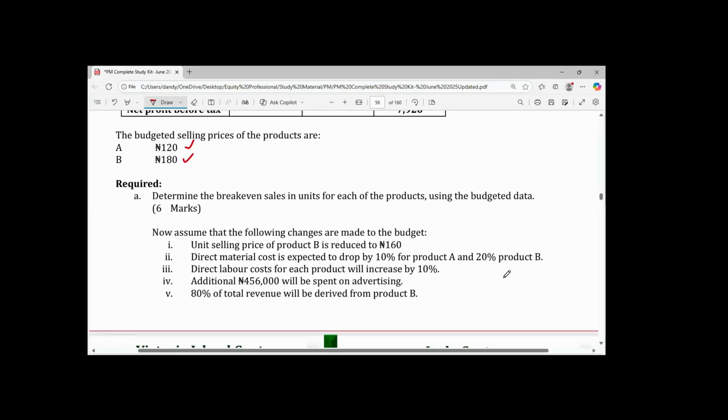Now assume that the following changes are made to the budget. 1. Unit selling price of product B is reduced to 160 naira. 2. Direct material cost is expected to drop by 10% for product A and 20% for product B. 3. Direct labor cost for each product will increase by 10%. 4. Additional 456,000 naira will be spent on advertising. 5. 80% of the total revenue will be derived from product B. Okay?